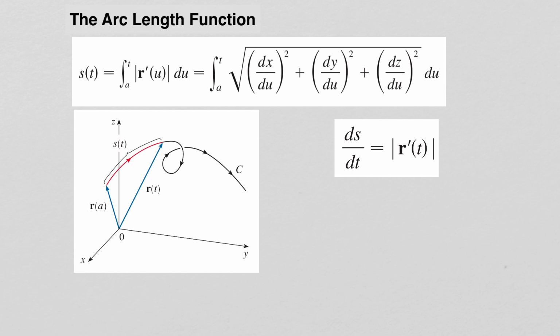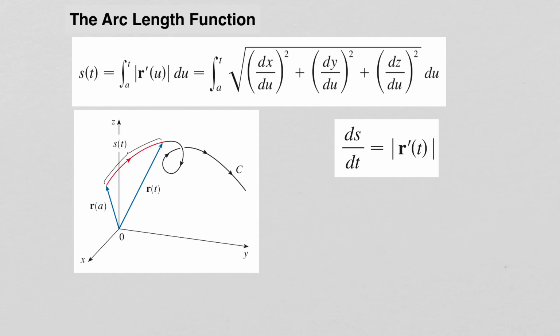And now, because of the fundamental theorem of calculus, if you take the derivative of the left-hand side, the derivative of s here is simply going to be ds/dt, and that's going to equal the derivative of the right-hand side. But because of the fundamental theorem of calculus, when we take the derivative of the integral here, we get the integrand, which is equal to this here, but we have to evaluate it at the limit t. So long story short, ds/dt is the same as the magnitude of the derivative vector.